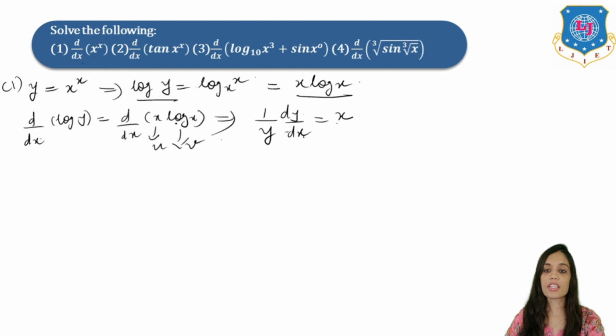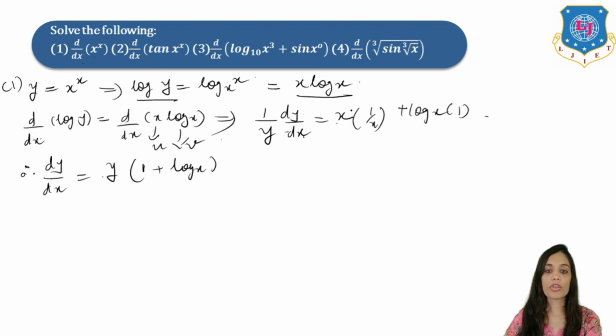So, u as it is, derivative of log x will be 1 upon x. Right? Plus log x as it is, derivative of x will be what? 1. Now just simplify this. So final answer of dy by dx will be equal to y into 1 plus log x, because this x gets cancelled out. Now what is your y? Replace it. So it is x raised to x. So final answer is x raised to x into 1 plus log x.